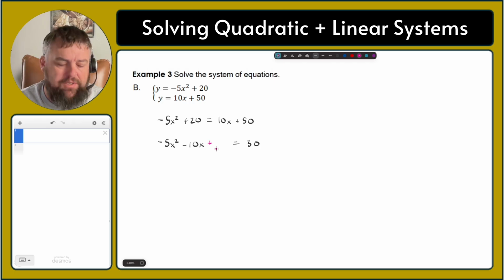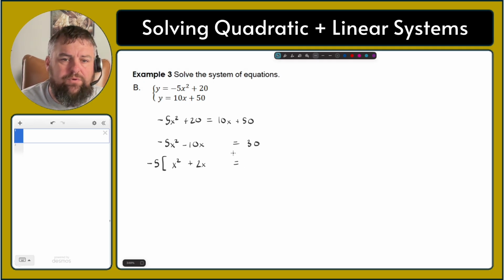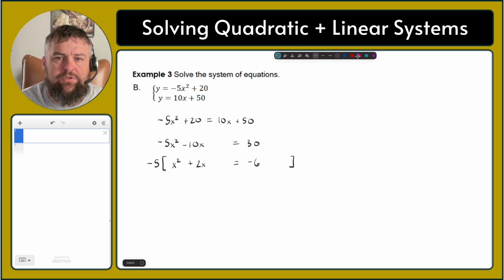So I'm going to take out a negative 5 first. That's what I'm going to do. So let's pull out the negative 5. So it goes negative 5, and then you get x squared plus 2x equals negative 6. And then we're going to add negative b over 2. So this is going to be negative 1 squared.